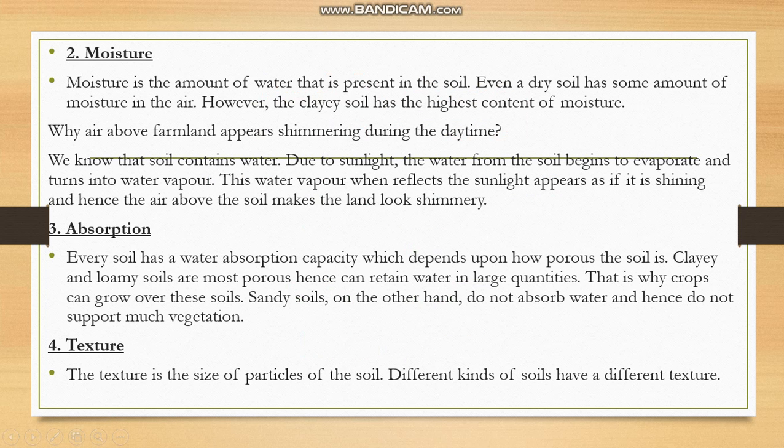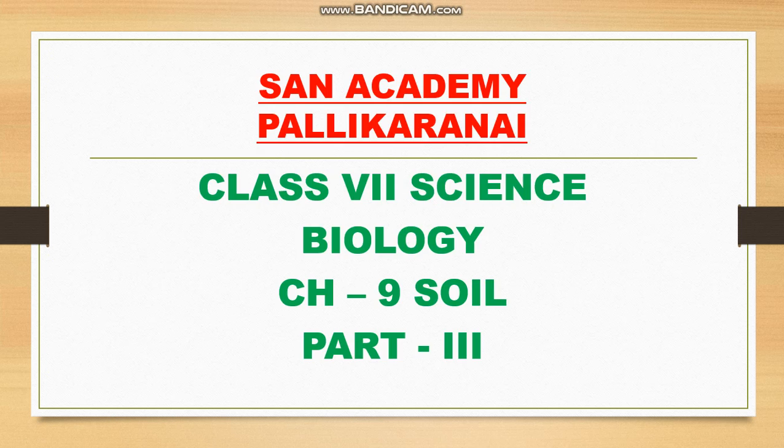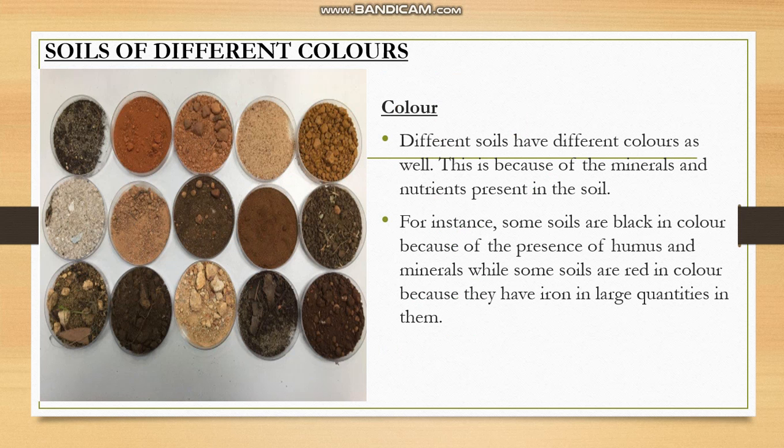In the previous video we have studied about the texture of the soil. Different kinds of soil have different texture. Soils also have different colors. This is because of the minerals and the nutrients present in the soil, the presence of humus and minerals. Some soils are red in color because they have iron in large quantities in them. So these are soils of different colors.